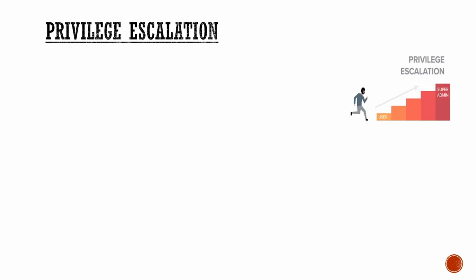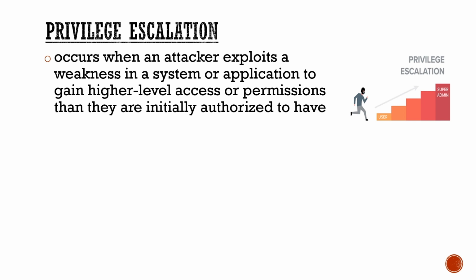Privilege escalation is a security vulnerability that occurs when an attacker exploits a weakness in a system or application to gain higher-level access or permissions that they are not initially authorized to have. The objective of privilege escalation attacks is to elevate the attacker's privileges from a standard user to a privileged user, such as an administrator or a system-level account. This increased level of access allows the attacker to perform actions that would otherwise be restricted and gain greater control over the compromised system.